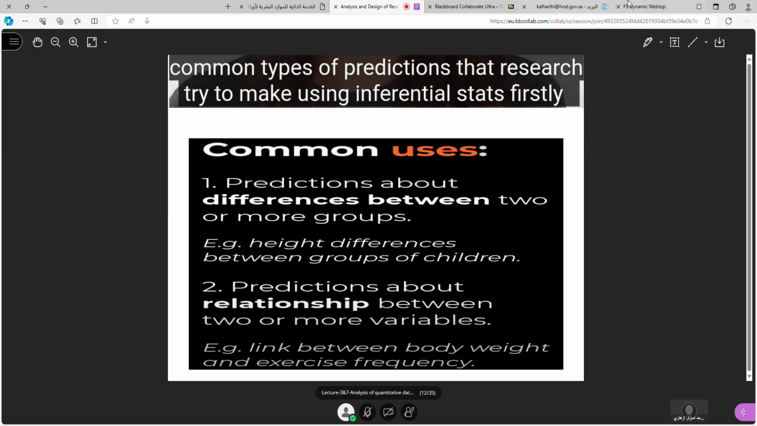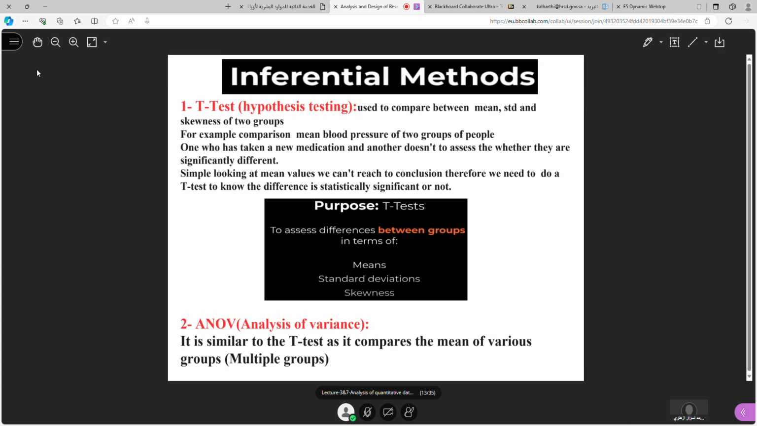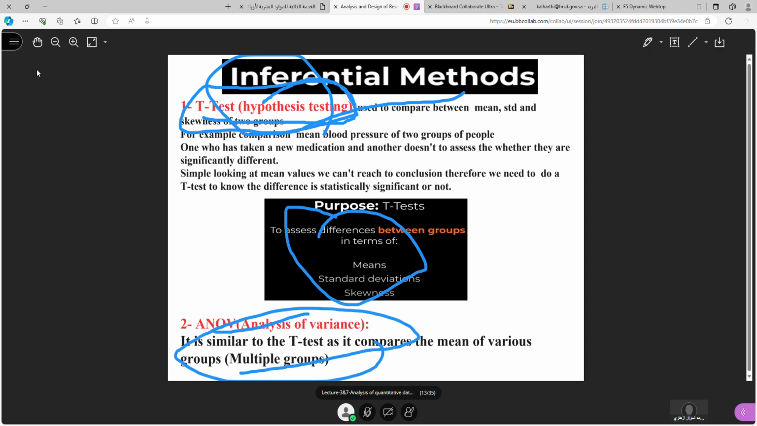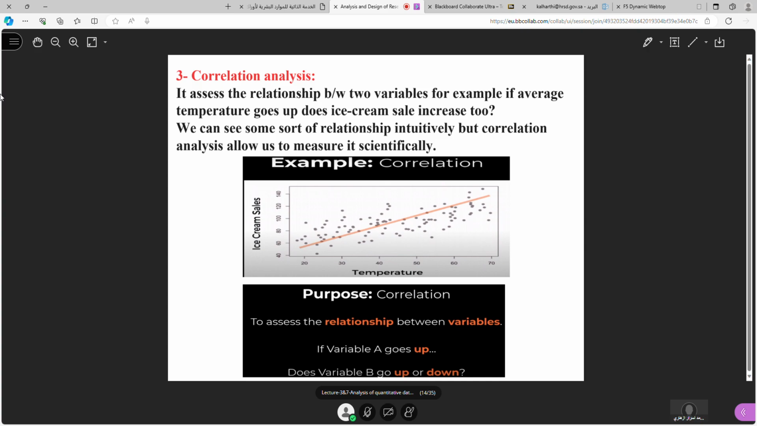Now the common uses of inferential statistics are common for MCQs. What are the two inferential statistics for quantitative data? The t-test, hypothesis testing, is for comparing the mean and standard deviation between two groups, and ANOVA, analysis of variance, is for multiple groups. Both are the same, but ANOVA is for multiple groups to compare the mean, SD and variance, and t-test is for two groups. This is the only difference. MCQs will be here. You study this, it is important.